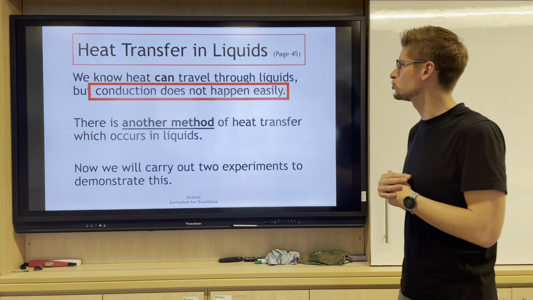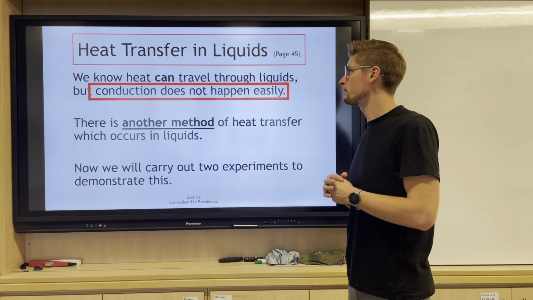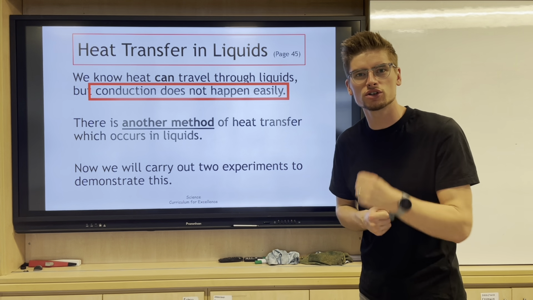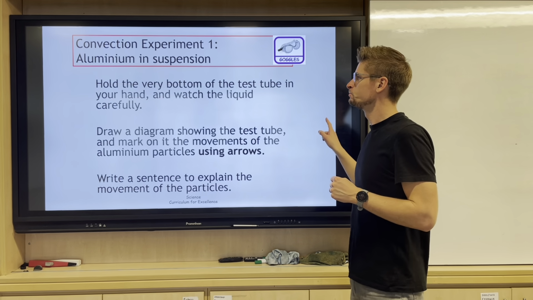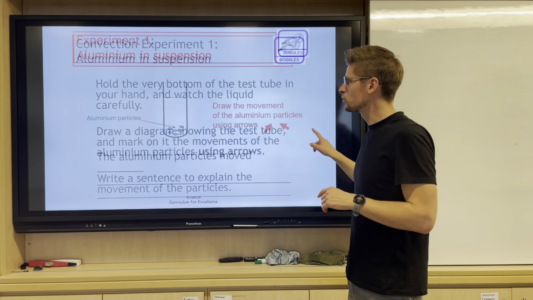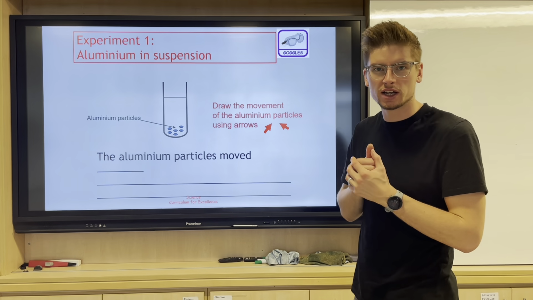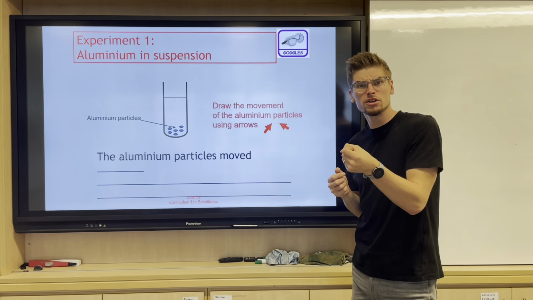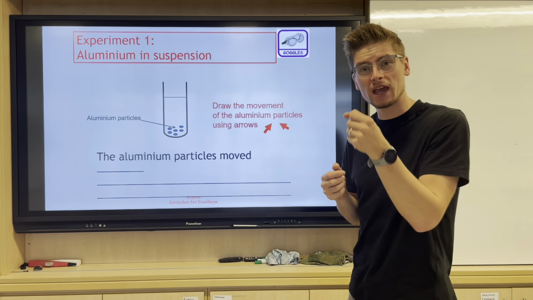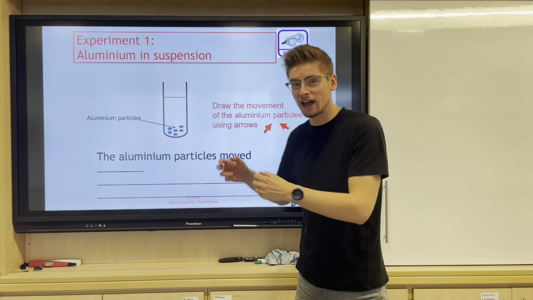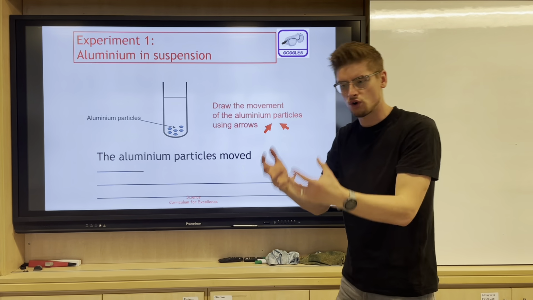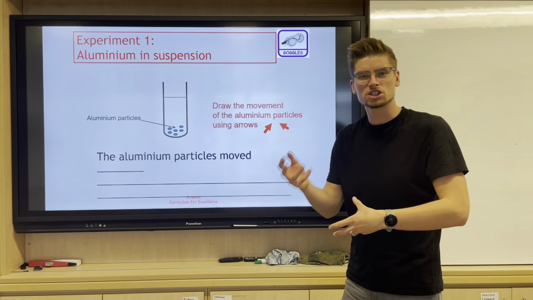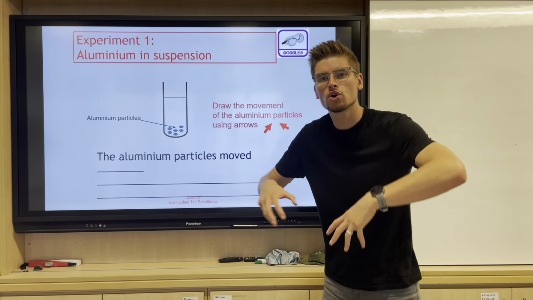So we know that heat can travel through liquids, but conduction does not happen easily. We know that heat travels, but what's actually causing it to move? There were 2 experiments we did. We had one with aluminium particles in a boiling tube with some water, and we heated up the water by just holding the test tube. Once we heated it, we saw that the aluminium particles were rising and then falling, and then rising and then falling. So there was something going on in the water that was causing it to go up and then down.